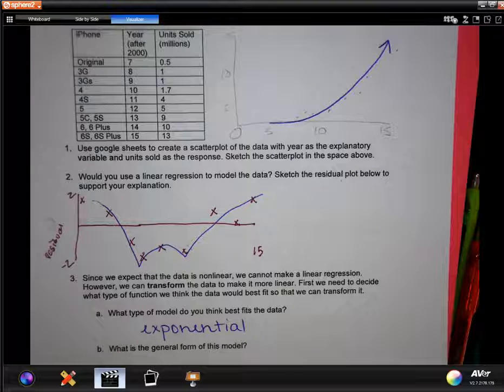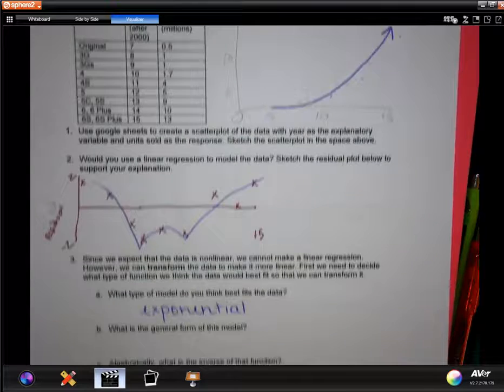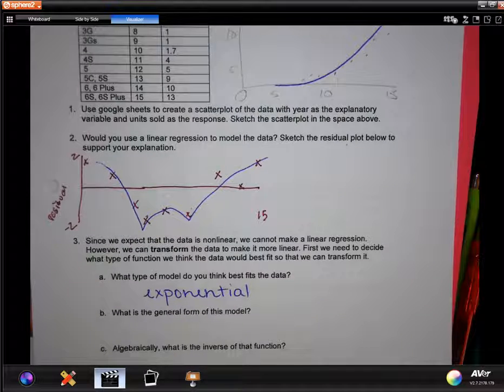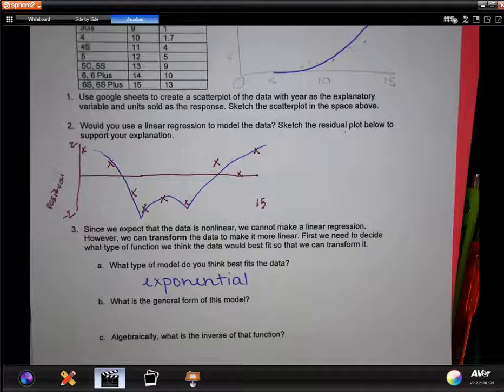So what's the general form of an exponential function? No, the actual function. Go ahead, Trent. 2 to the x. That is an exponential function, but I just want general, not specific. Something to the x. Base. Yeah, thank you. General, not specific.